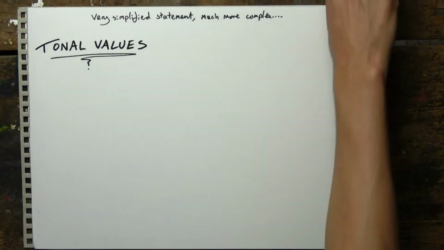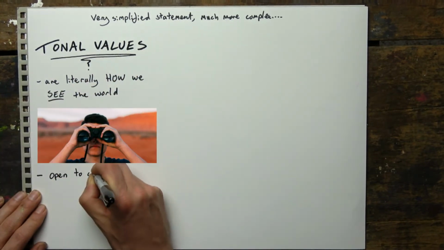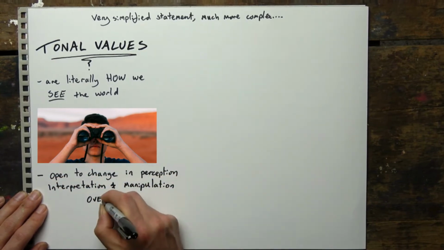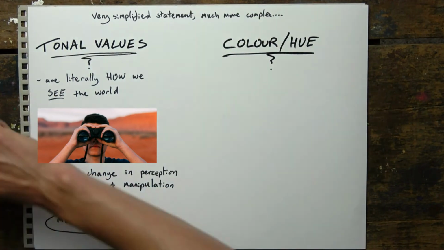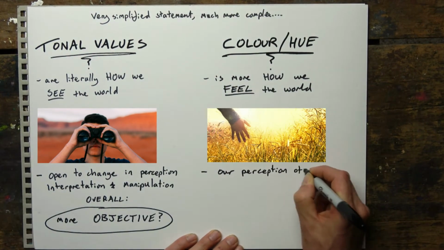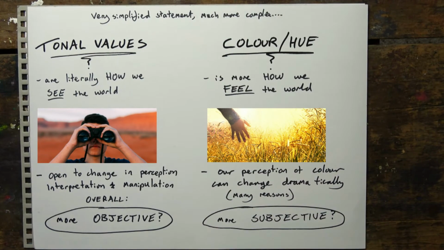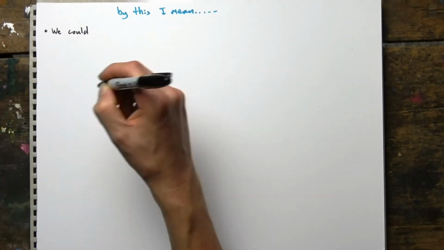This next bit could be viewed as a bit of an oversimplification, but when I'm teaching I often talk about tonal values being literally how we see the world. And whilst for whatever reason they are open to change in perception, interpretation and manipulation, overall, dare I say, we could look at them as being more objective. And then I often say that colour is more how we feel the world, and our perception of colour can change very dramatically, again for many reasons, and we could definitely call colour a little more subjective. But what do I really mean by this? So let's look at some further examples.